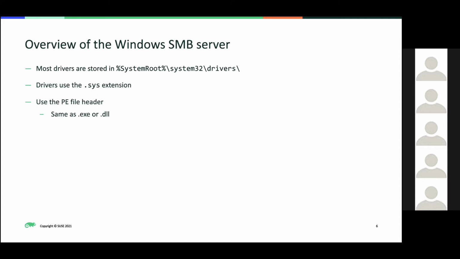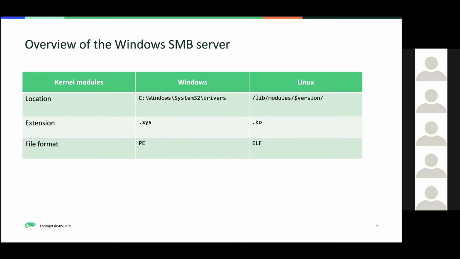They use the PE header file format, which stands for portable executable. It's the same header which is used for executables and DLLs, shared libraries. So if I quickly summarize, Windows and Linux have different locations for those things. Linux usually stores them in /lib/modules. This is all your kernel modules. They usually end in the .ko file extension and use the ELF file format, which has sort of the same purpose, but is done differently.